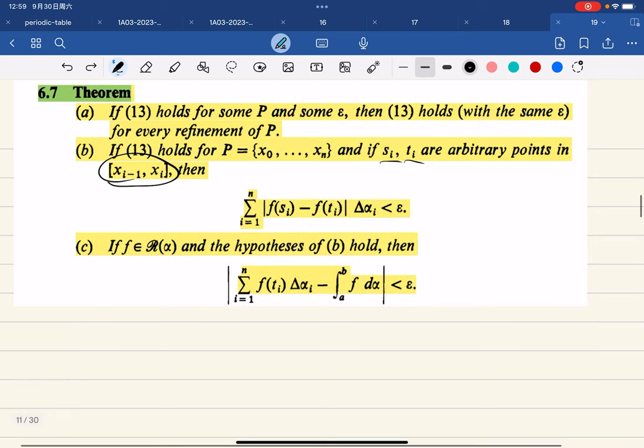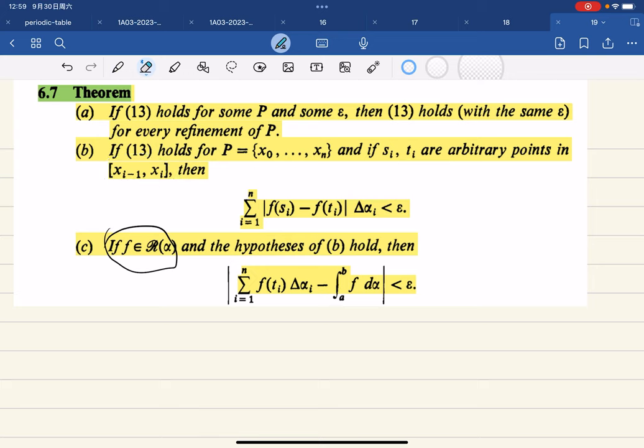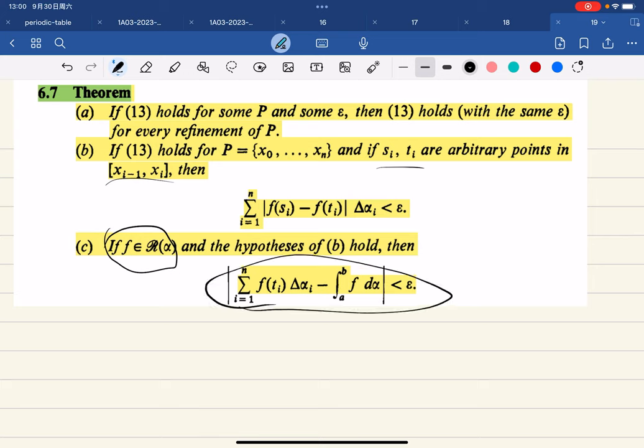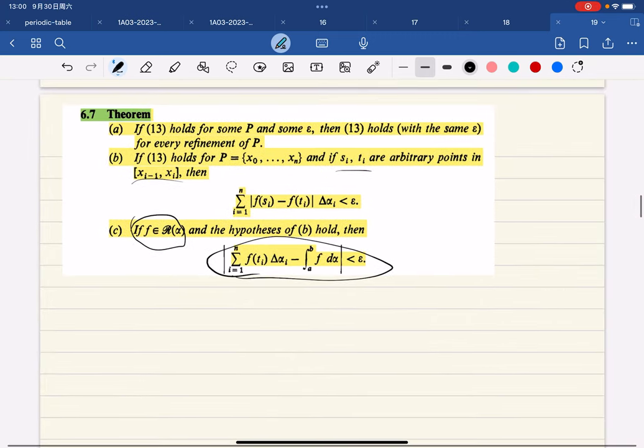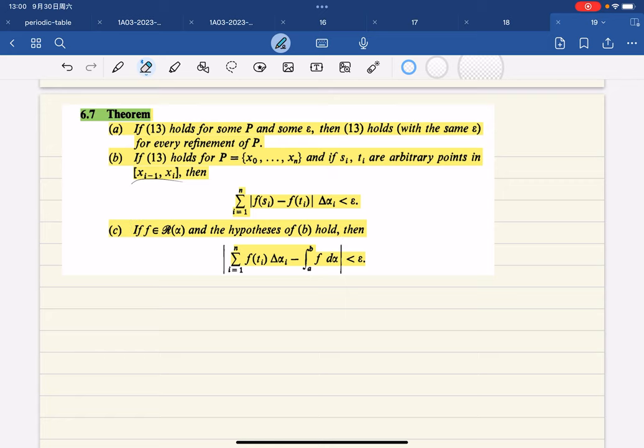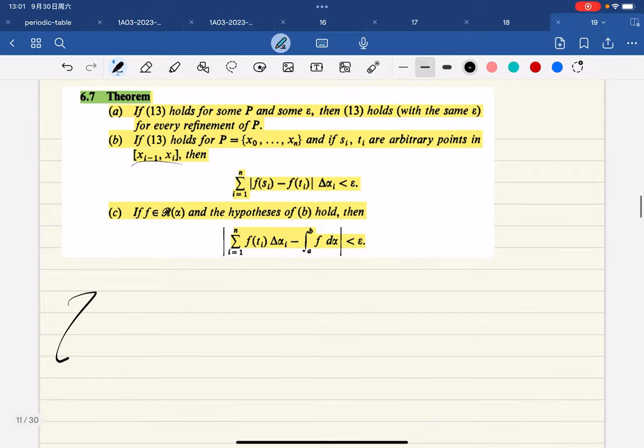And again, if this f is integrable, the integral exists, and the hypothesis, which means that if the hypothesis is like si and ti for arbitrary points, then this holds for arbitrary ti in between them. Okay, now we prove it.